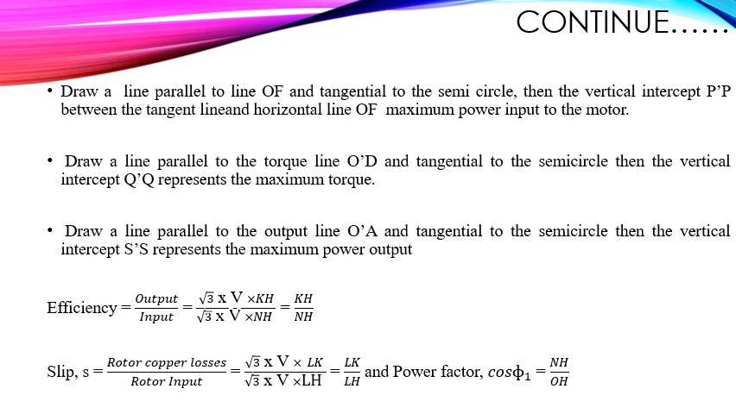So using that we can get the equation for efficiency, that is output by input, equals root 3 V KH by root 3 V NH. So it is the ratio of KH by NH. Similarly, slip S is the ratio of NH by OH. So the next question will clear your doubts on how to draw the phasor diagram.